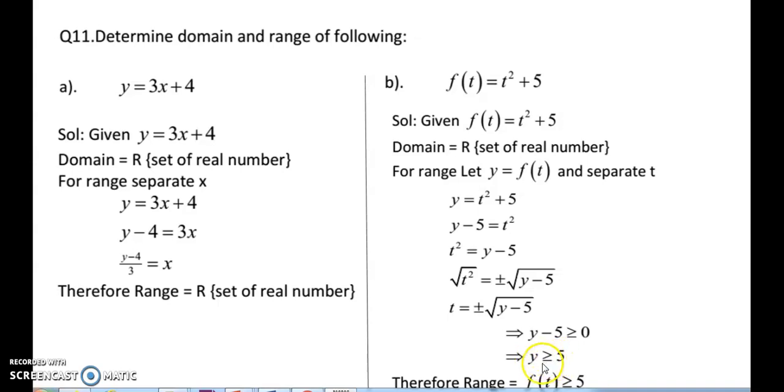So when you put these values of y in this function, you will get some defined answer. What if you put any value other than this interval? If you take a value of y less than 5, then you will get a negative sign under the radical, which will move you towards imaginary numbers. So you are restricted to values of y which are greater than or equal to 5. So your range, or we can say the output of this function, will be greater than or equal to 5.